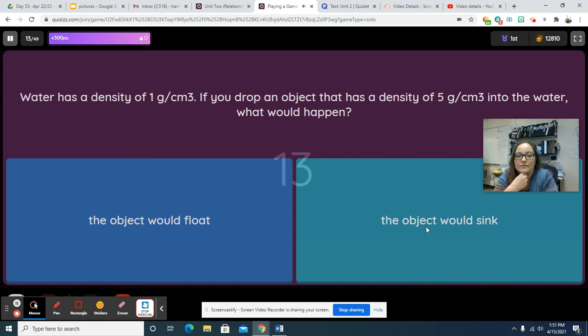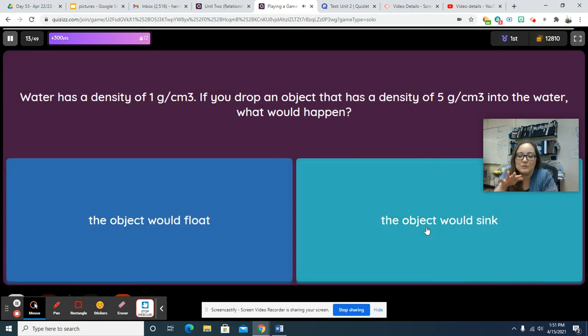Water has a density. It's the same question as before, but this time the object is 5 grams instead of 0.05. So this time the object is 5 times denser than the water, so it's going to sink.